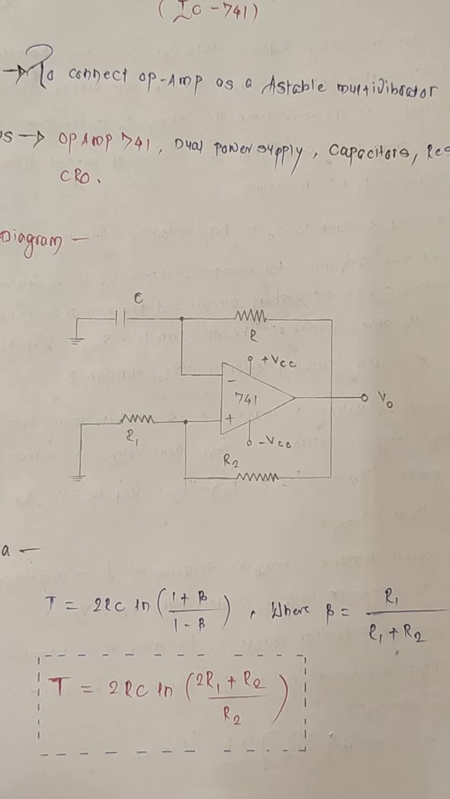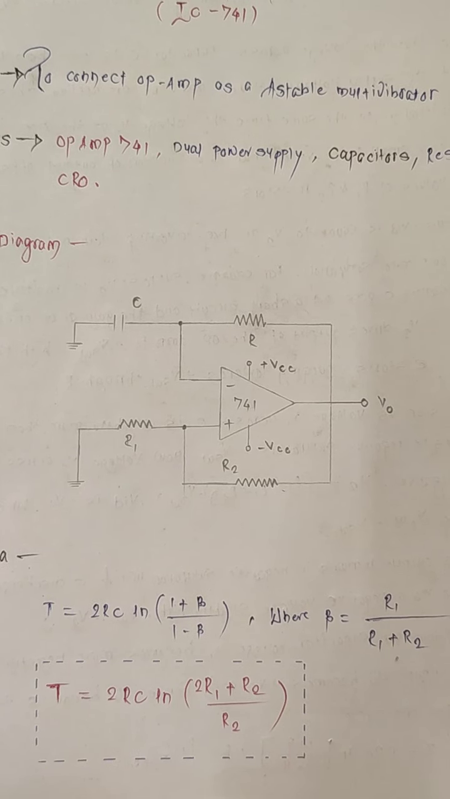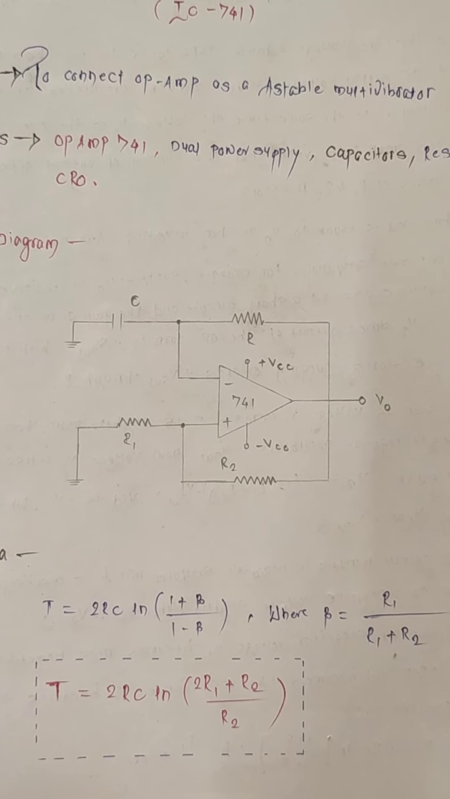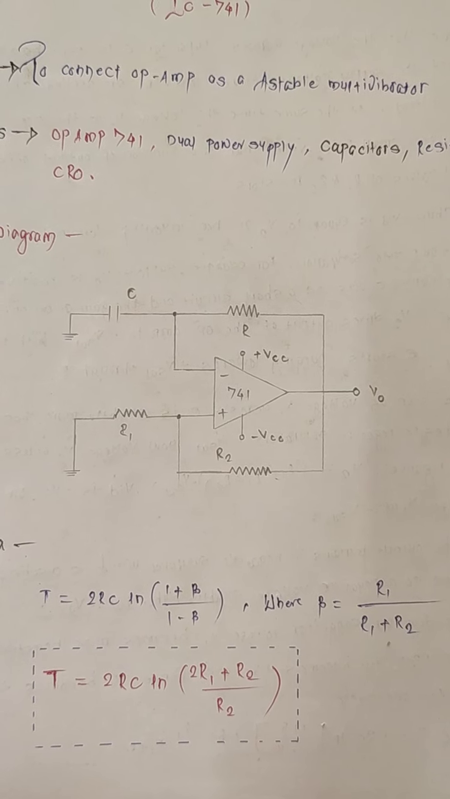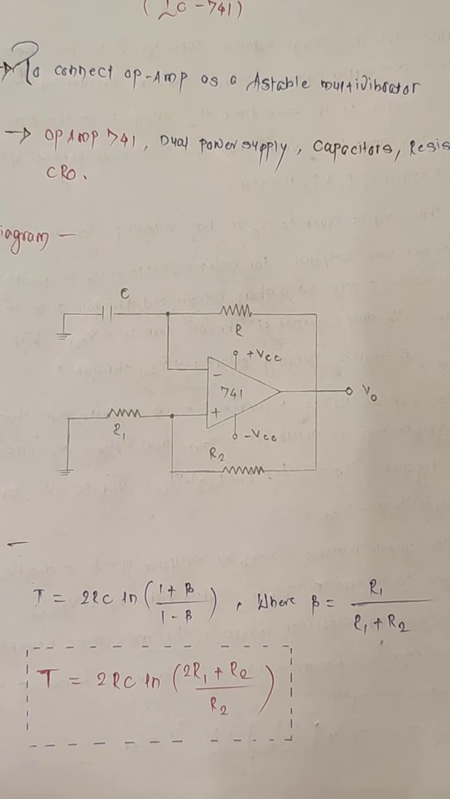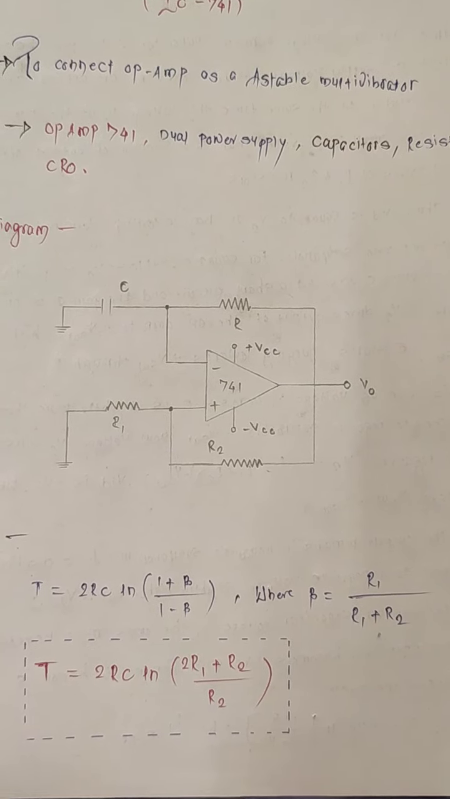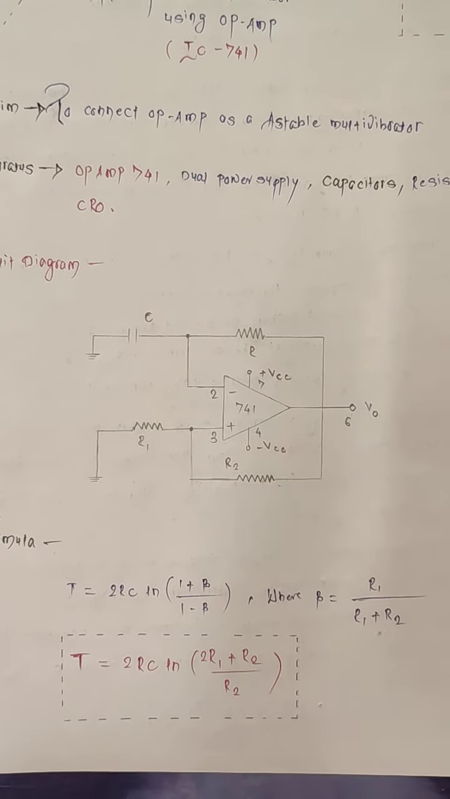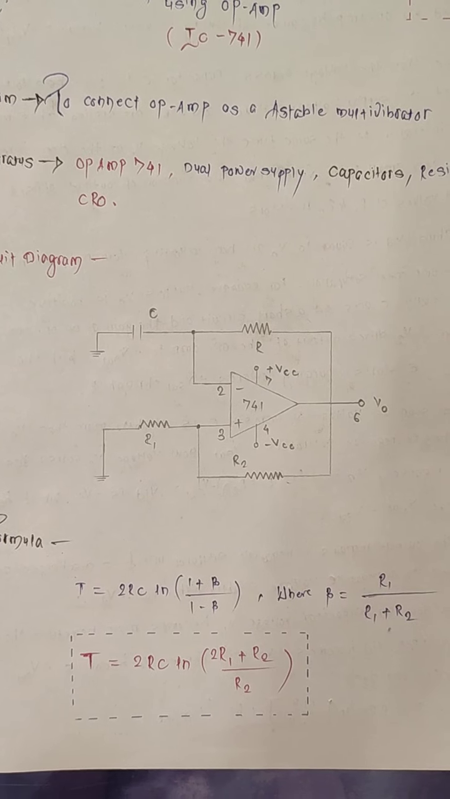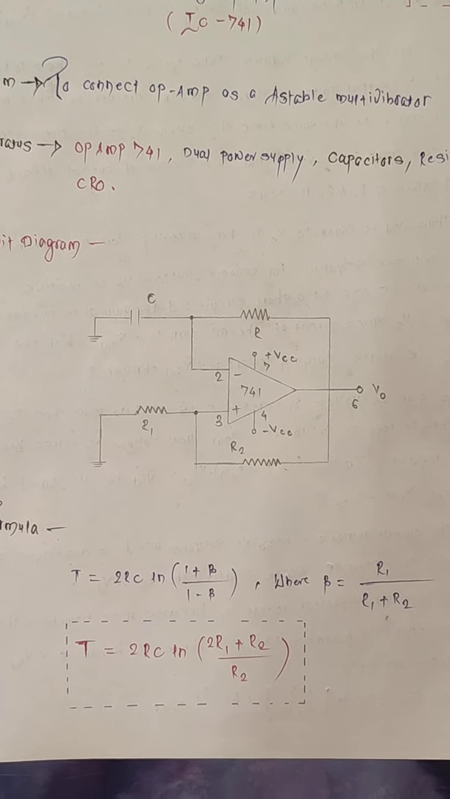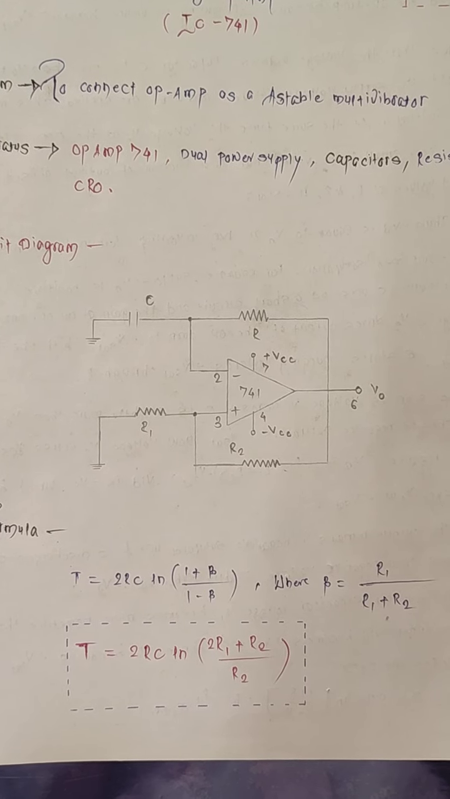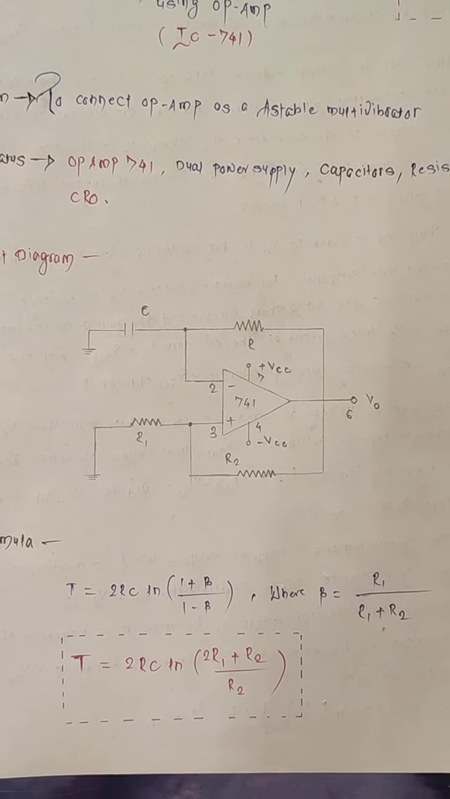IC with respective terminals connected to each other. So you can see that negative terminal that is indicated, positive terminal that is indicated, output terminal indicated by V0. So you can see that there are numbers to each terminal. Number 2 is called inverting terminal, number 3 is called non-inverting terminal, and number 6 is called output.